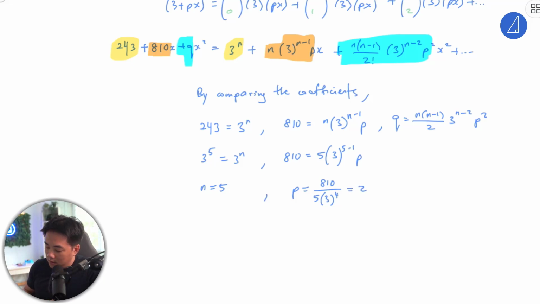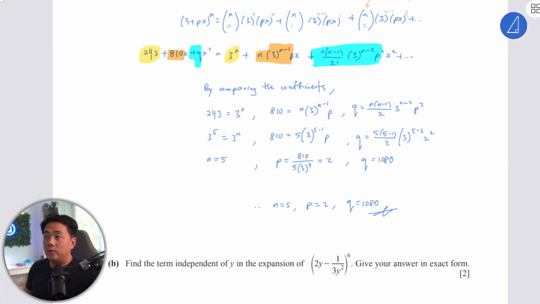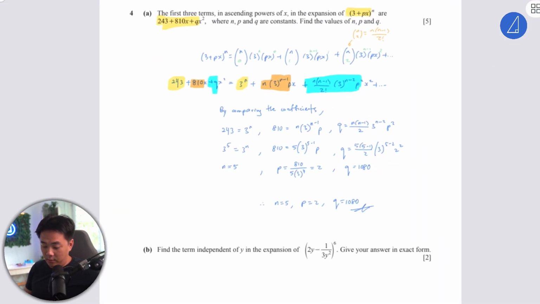Then we know that q will be equal to 5(5 minus 1) over 2 times 3^(5 minus 2) times 2 squared, which gives us q equals 1080. Which makes n equal to 5, p equal to 2, and q equal to 1080. Okay, great. Done with 4a.